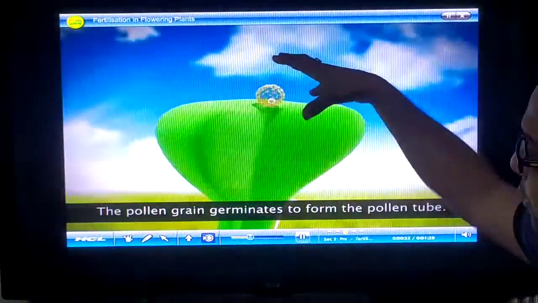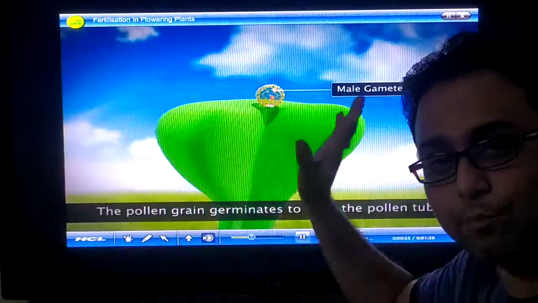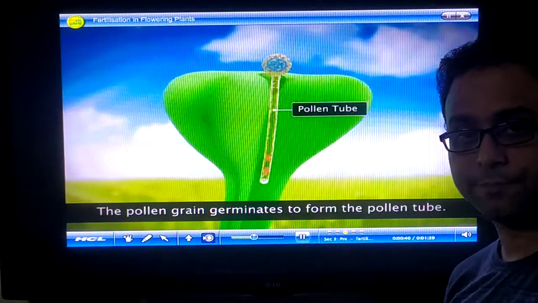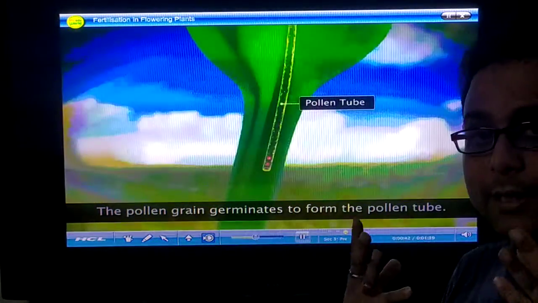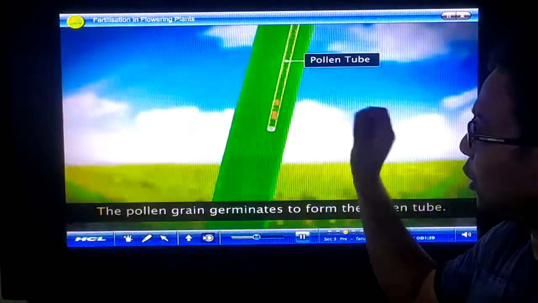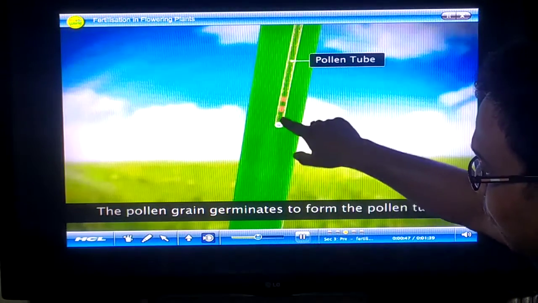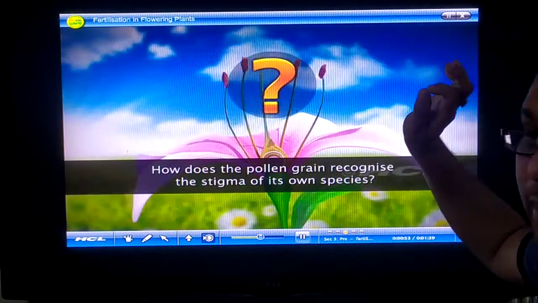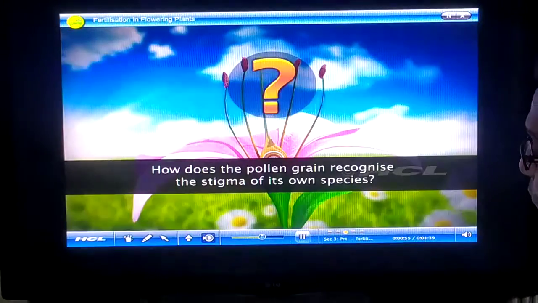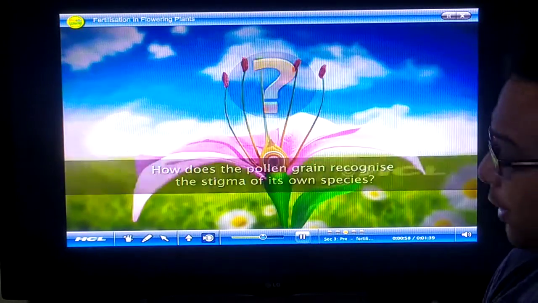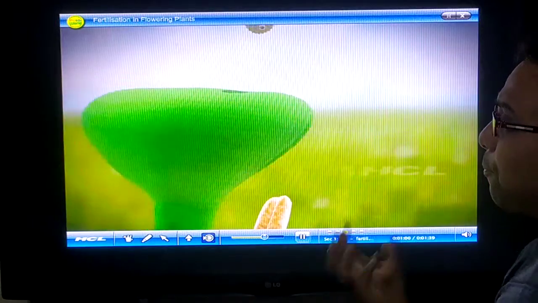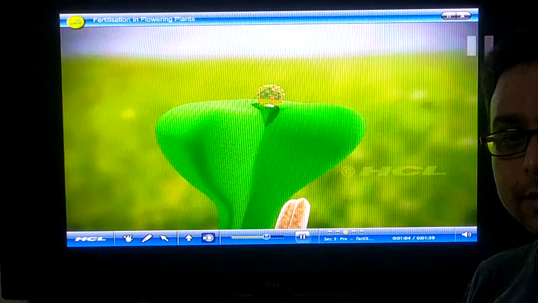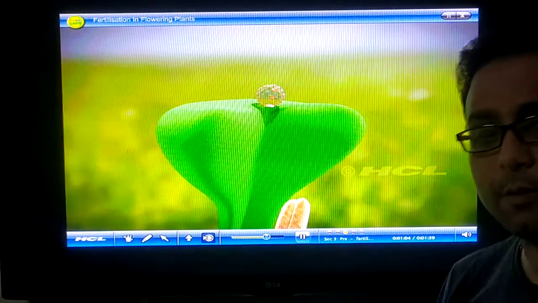Now the pollen grains are transferred to the stigma by the process of pollination. After landing on the stigma, the pollen tube is generated. Why? To achieve the fertilization process. The tube nucleus at first goes and forms the pollen tube, and behind that the generative nucleus is there. Now a very important question is how the pollen grains know that this stigma is suitable for the generation of the pollen tube.